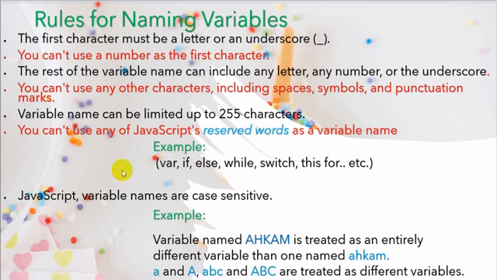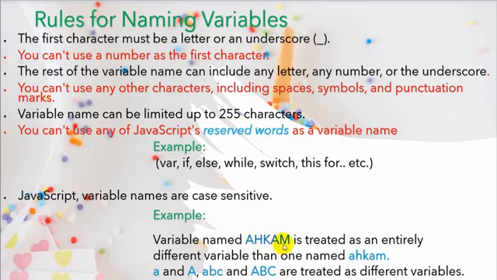Now the last one, it is very important. JavaScript variable names are case sensitive. What is meant by case sensitive? It means we have two types of case. One is uppercase, one is lowercase. One is capital letter, one is small letter. So see in this example, I have written the variable name ACOM. ACOM is written in capital letters or in uppercase, and this one is written in lowercase.